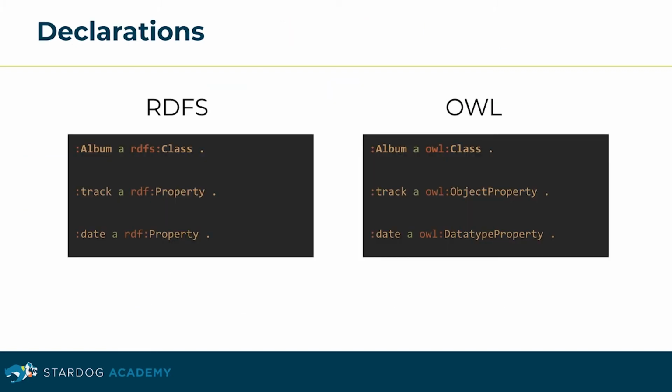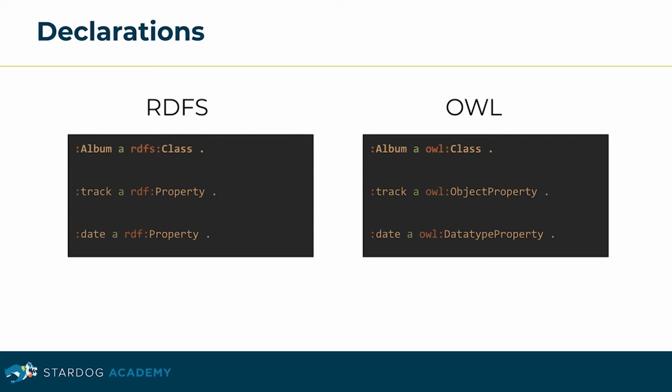In order to declare something that is of type class or that is of type property, we can use RDFS or OWL. RDFS, the Resource Description Framework Schema notation, uses the rdfs:Class term for defining classes, so we can say that an album is of type rdfs:Class.